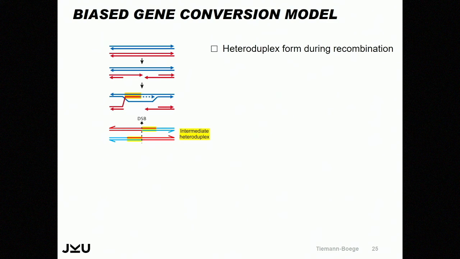So what does this mean? So you have a heteroduplex forming in recombination because of this strand invasion, and this heteroduplex needs to be repaired, because if you have polymorphisms within this region, you will have mismatches. And this attracts actually a mismatch repair machinery. And the problem is, what does a mismatch repair machinery do? Does it remove the red or the blue?